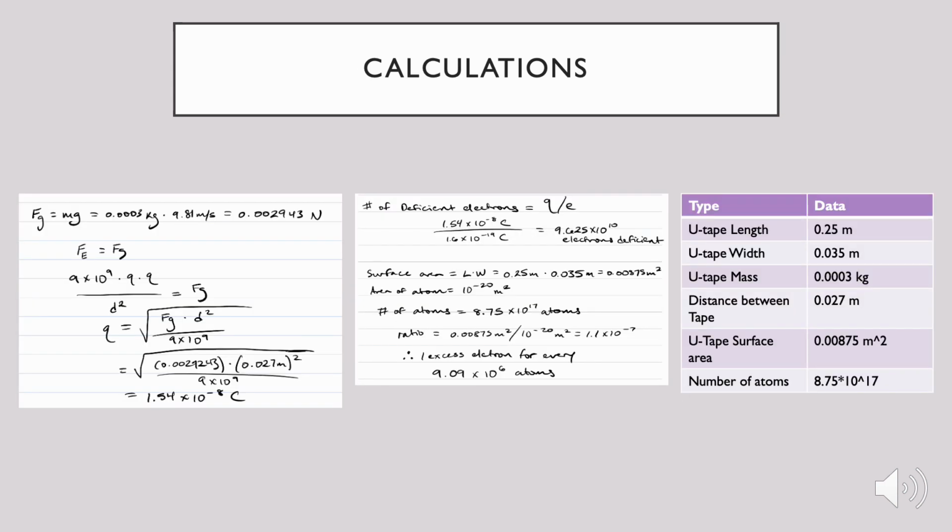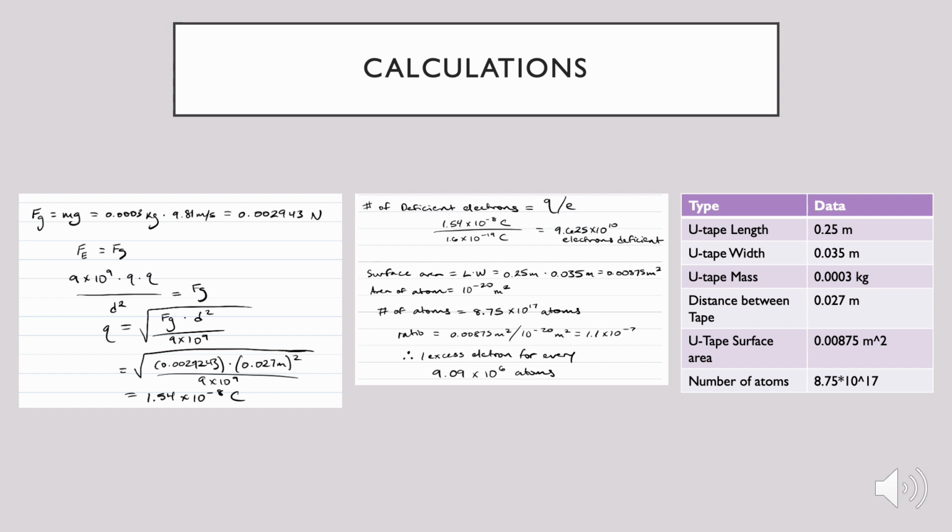Here you can see the length, the width, and the mass of the U-tape, as well as the distance between the tapes, and the surface area of the tape, which was then used to calculate the number of atoms. So you can see in the calculations that I set the force of gravity equal to the electric force, which then allowed me to calculate the charge on the tape. And then I used the charge to calculate the number of deficient electrons.